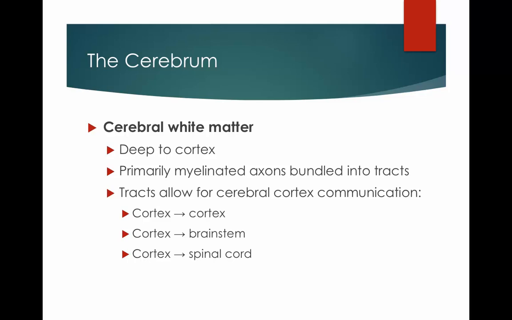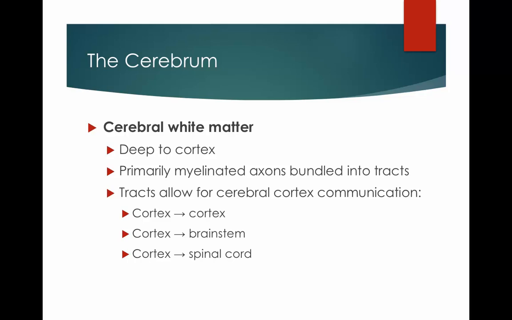So we're going to find cerebral white matter deep to the cortex. This is going to be primarily myelinated axons, but unmyelinated axons will be present as well. And they're all going to be bundled into what we call tracts. So you think about the central nervous system: bundles of axons in the central nervous system are tracts. Bundles of axons outside the central nervous system are nerves. So tracts and nerves are similar from a structural standpoint, but not from a location standpoint.